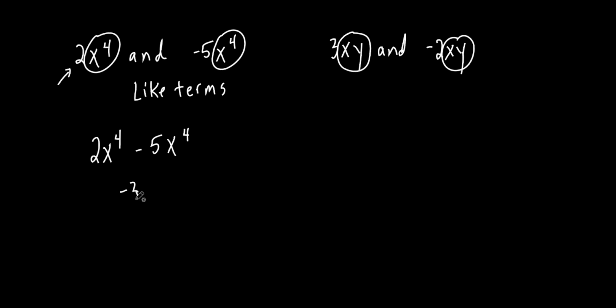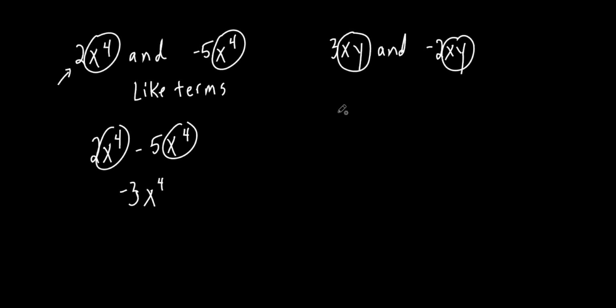Negative 3 what? How many? I got 2x to the 4s. I got minus 5x to the 4s. And now I got what? Negative 3x what? To the 4th. Notice, I don't add those exponents. This is where it can get confusing.